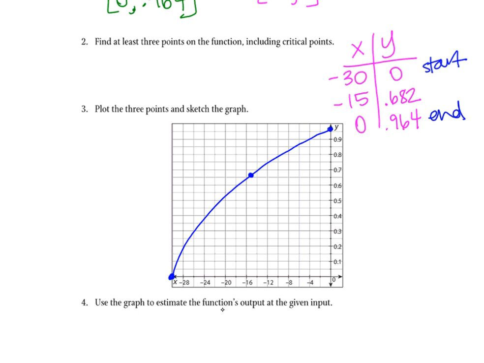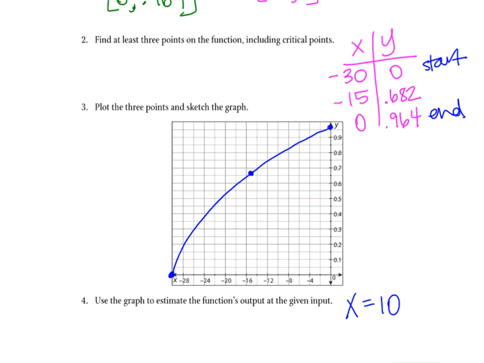So it says use the graph to estimate the function's output at the given input. They wanted us to know when x is 10. Well, was it 10? Sorry, I already forgot. Negative 10. That makes way more sense. All right, so at negative 10, I'm here. I'm guessing I'm going to be somewhere around 0.8 if you look at the sketch of the graph.